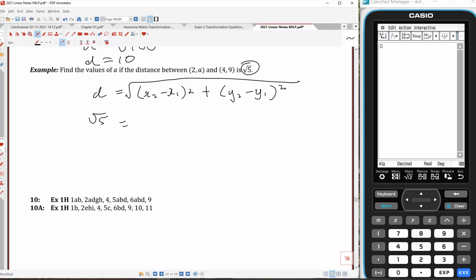Okay, so the distance here is going to be, let's go 2 take away 4 or 4 take away 2. It doesn't really matter which way we do it. So we're going to do 4 take away 2 all squared plus 9 take away A or A take away 9. Either way, when we square the result, we'll either square a negative or square a positive. It'll come out the same. But I'm going to do 9 take away A.